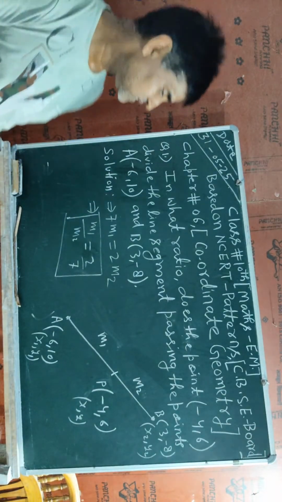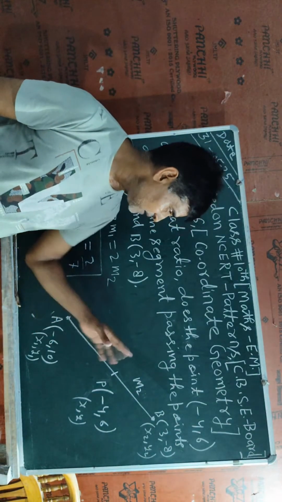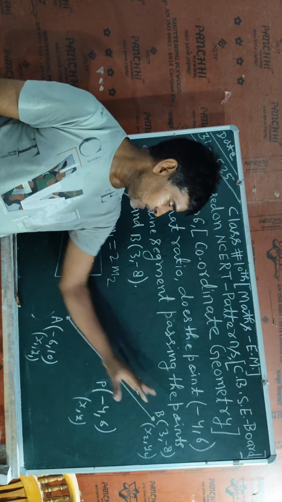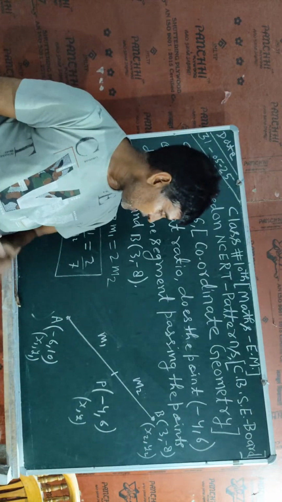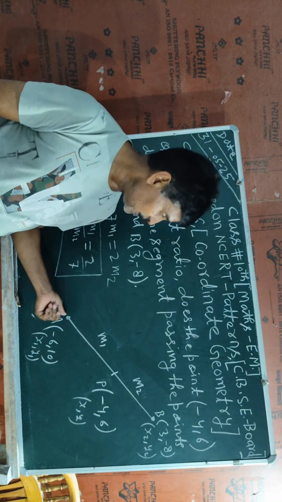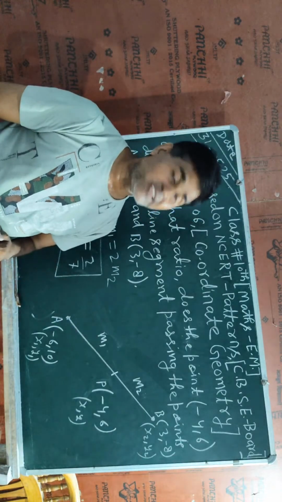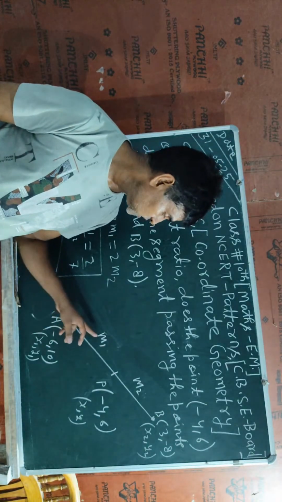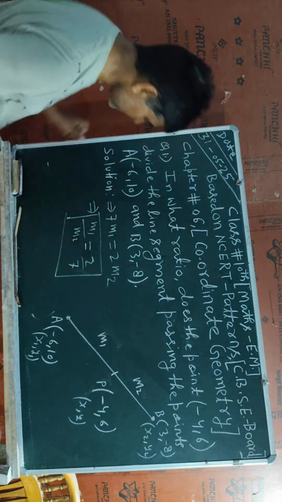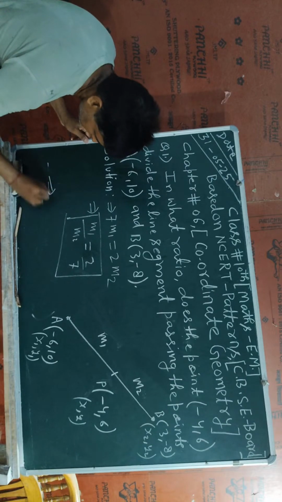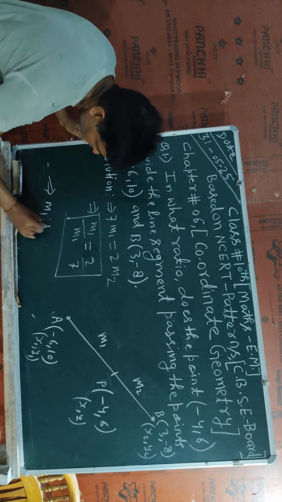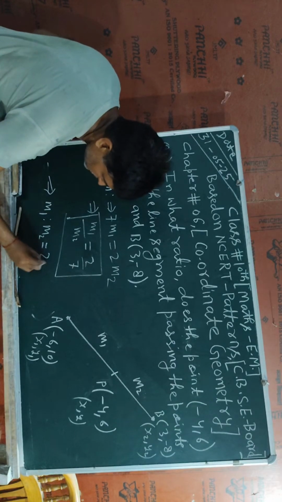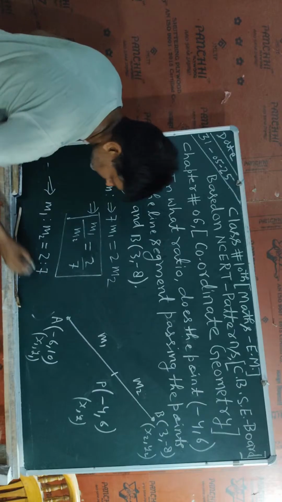Initially I have supposed that points A and B are given in the xy plane, and when we join these 2 points, we get a line segment, and that line segment is divided in the ratio m1 is to m2. Therefore I will write here m1 is to m2, which is equal to 2:7. So this is the answer.